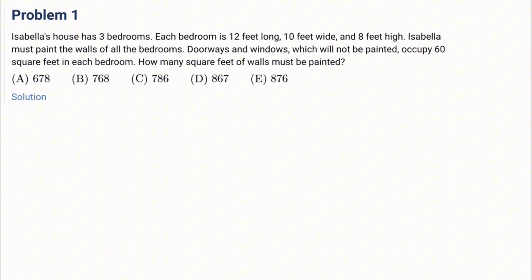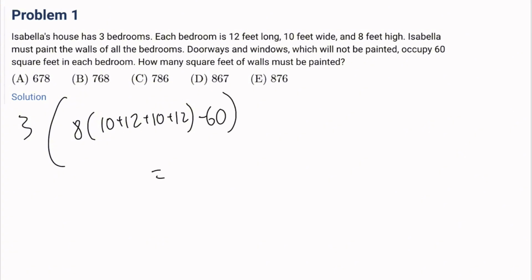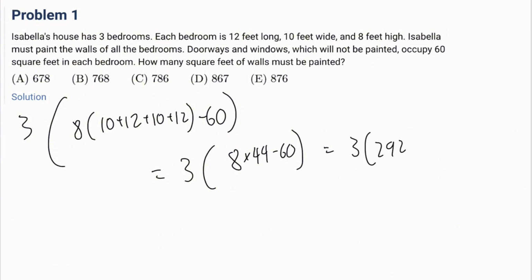Okay, so we want to do 3 times 1 bedroom, and the 1 bedroom is 8 times (10 plus 12 plus 10 plus 12), because that's all the walls. But then 60 square feet in each bedroom are doorways and windows, which will not be painted, so that's minus 60, right? So this is 3 times (8 times 44 minus 60). This equals 3 times 292, which is equal to 876. So this is the answer, which is E.